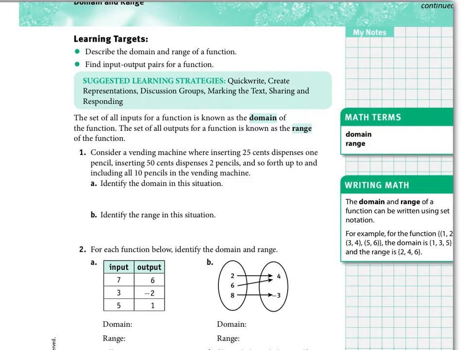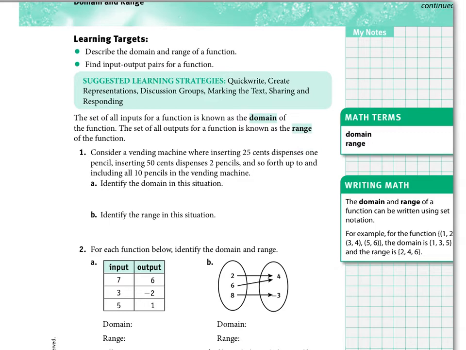Remember, inputs are x values, outputs are y values. So we're going to read right here. It says, the set of all inputs for a function is known as the domain. So all of your inputs, or all of your x's, is the domain. The set of all the outputs in a function is known as range. So all of your outputs, or all of your y's, are considered the range.